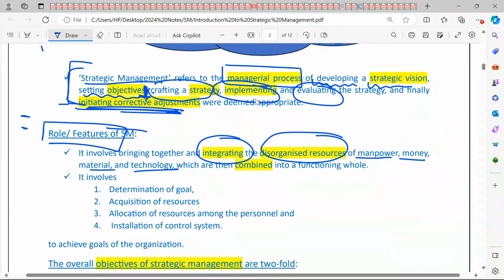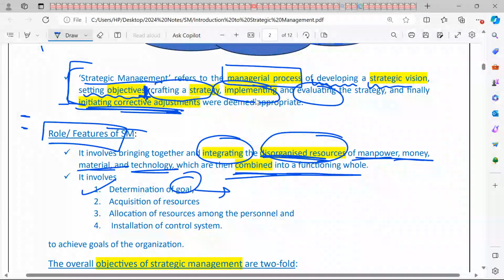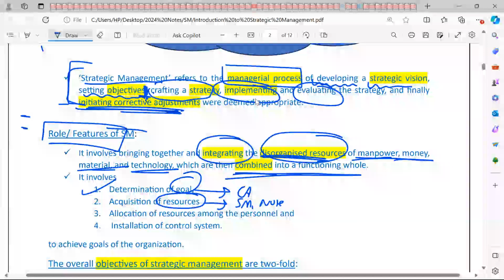So what are the features of strategic management? That it involves integrating the disorganized resources. And what were the disorganized resources? Manpower, money, material, technology, which are then combined into a functioning whole. It involves determination of the goal. What was your determination of the goal? That I want to become a chartered accountant. Then acquisition of the resources. What resources did you acquire? Study material, notes, PDFs, video lectures.